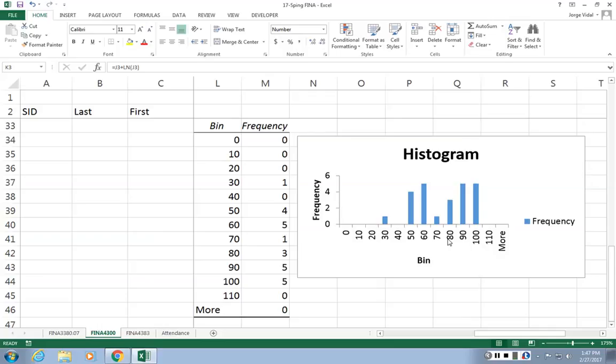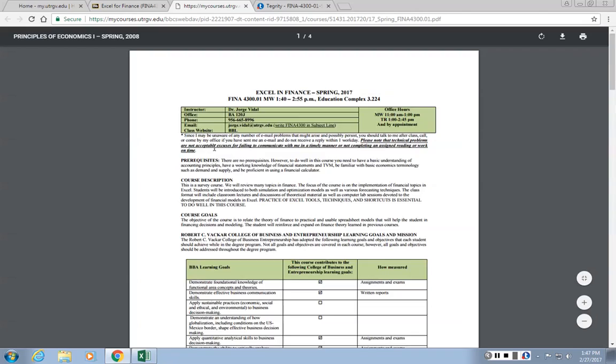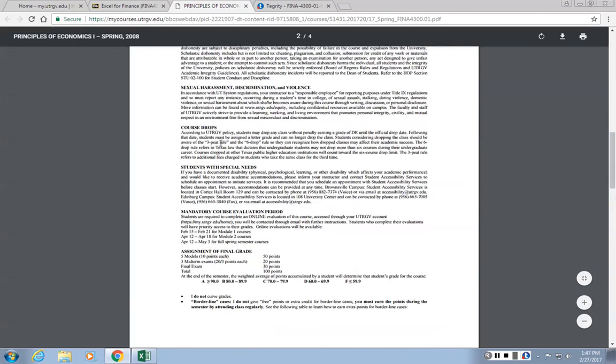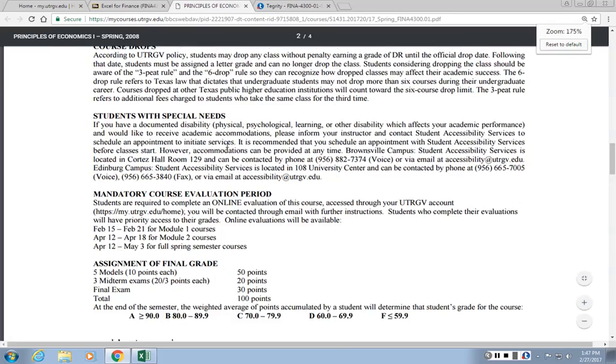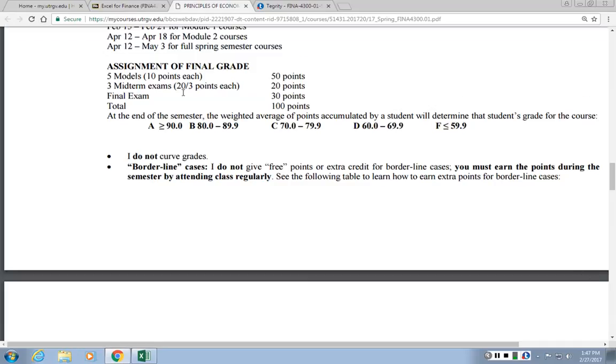Is this going to affect me a lot for my final grade? Let me open the syllabus. And as far as weights, models are 10 points each of them, so that's 50 points, 50% of your final grade. And the 3 exams, each one is 20 over 3. So what is that? 7 points, more or less, a little less than 7.